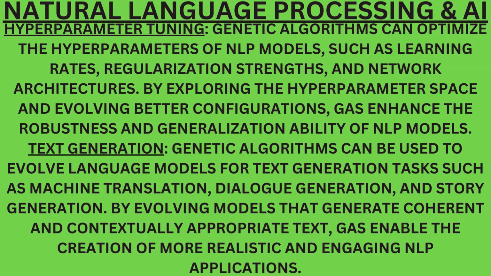Text generation. Genetic algorithms can be used to evolve language models for text generation tasks such as machine translation, dialogue generation, and story generation. By evolving models that generate coherent and contextually appropriate text, GAs enable the creation of more realistic and engaging natural language processing applications.